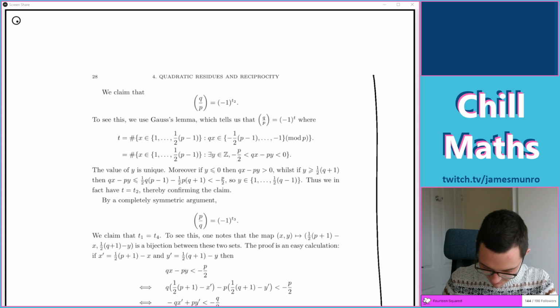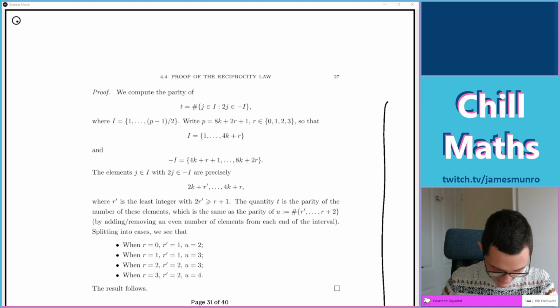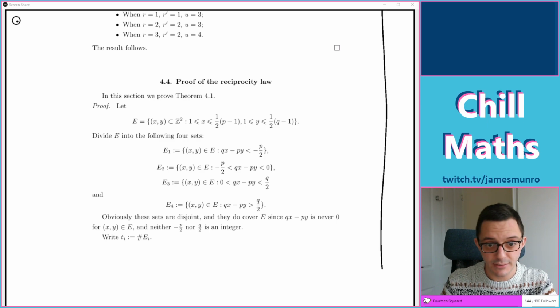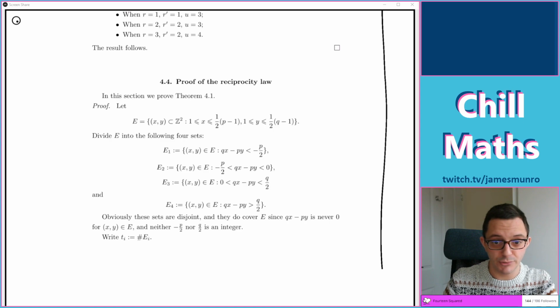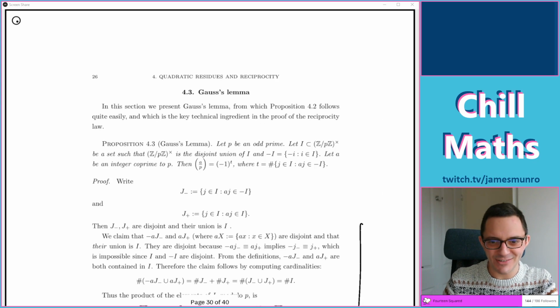Oh gosh, a big line down the side usually means that I want to come back and learn it. Concludes the proof. Yeah, this is it. This Euler's criterion. This is the reciprocity law. Okay. Let's read the reciprocity law. And that looks cool as well. Divide E into the following 4 sets. Sounds brilliant. It's a sort of counting argument.